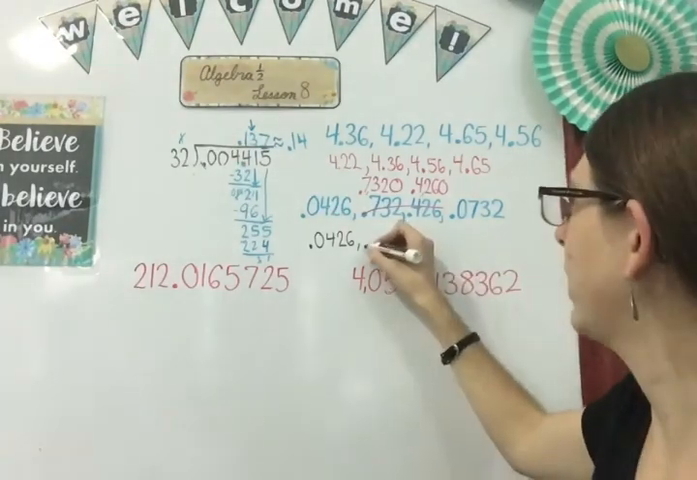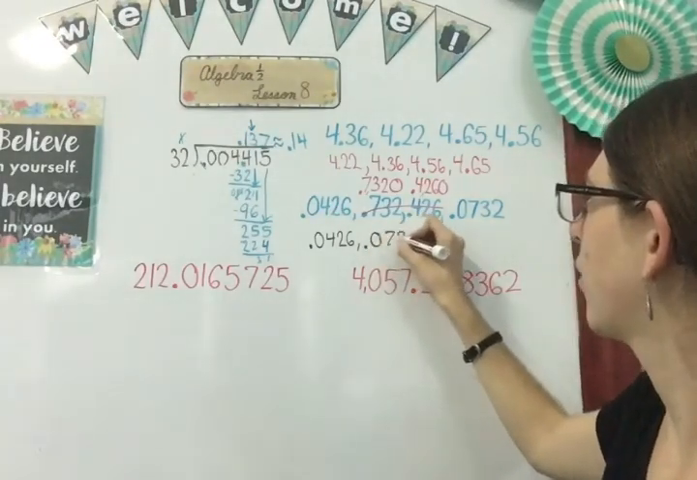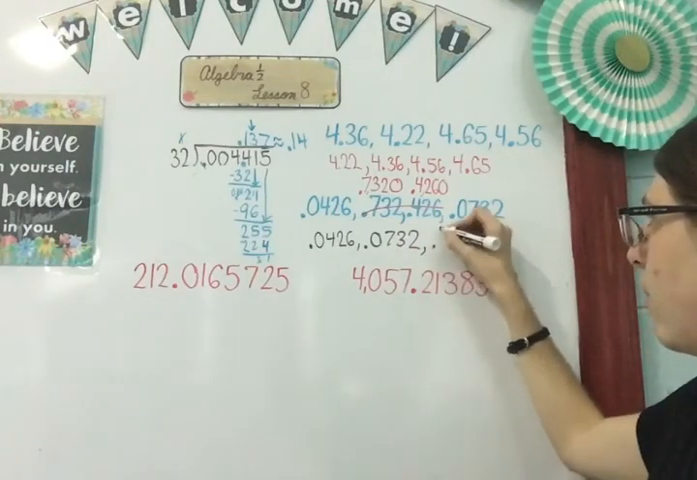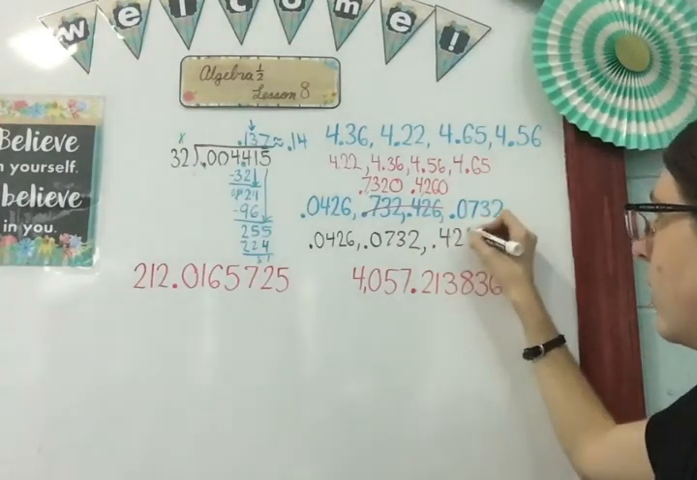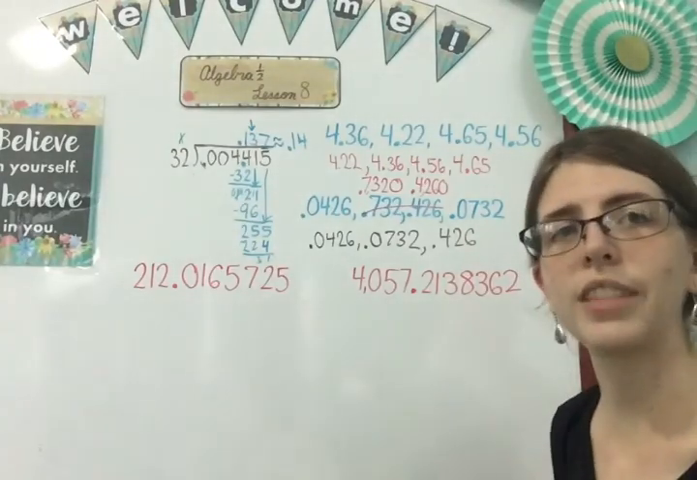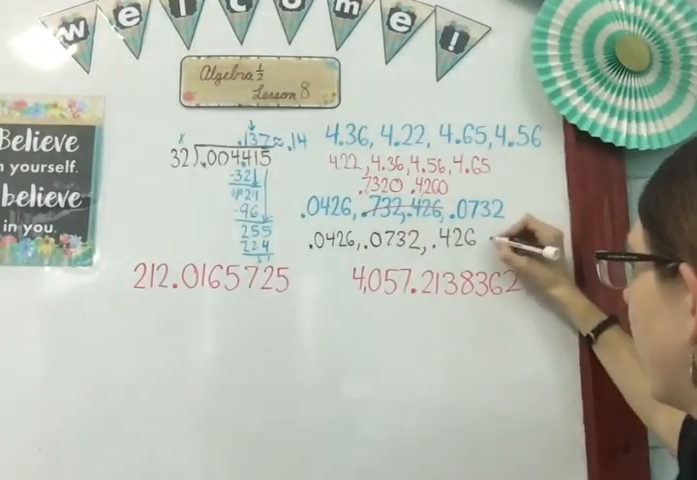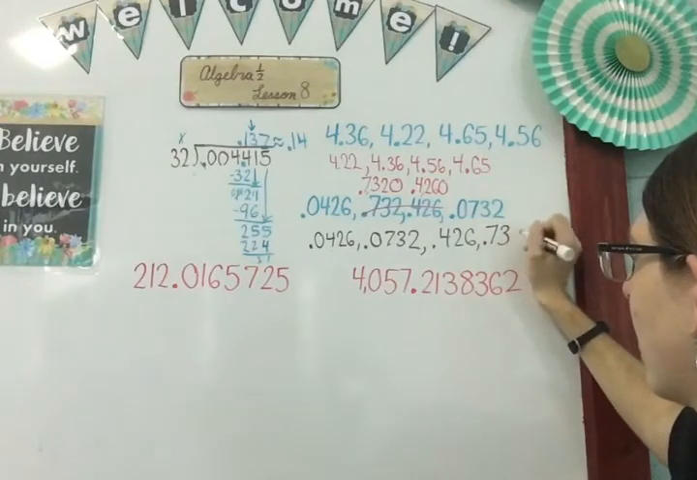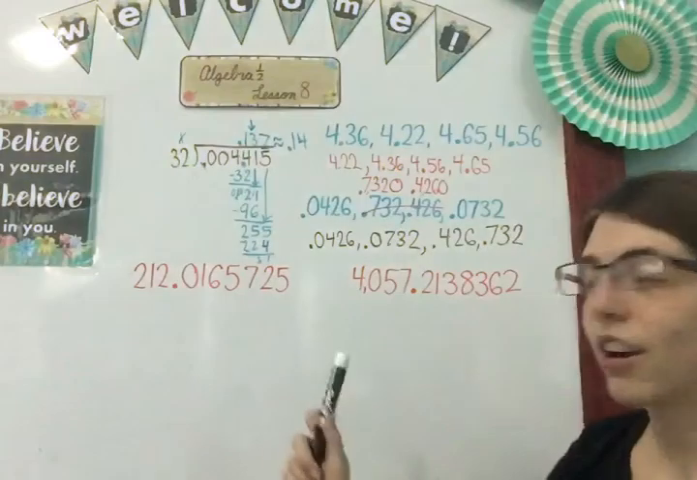The next one would be 732. So it's 0.0732. Next would be 4,260. So that is 0.426. And the biggest one would be 7,320, which is 0.732.